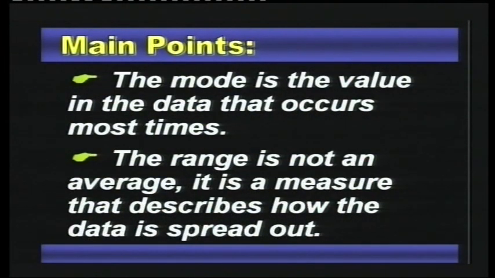The mode is the value in the data that occurs most times. I will repeat. The mode is the value in the data that occurs most times. That's the meaning of the word mode. The range is not an average. It is a measure that describes how the data is spread out.